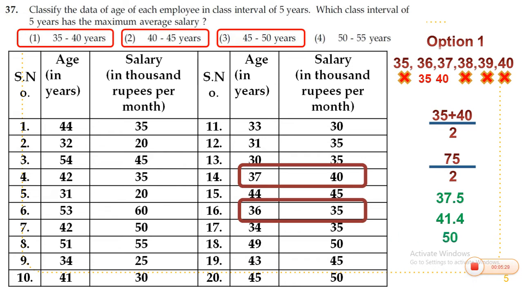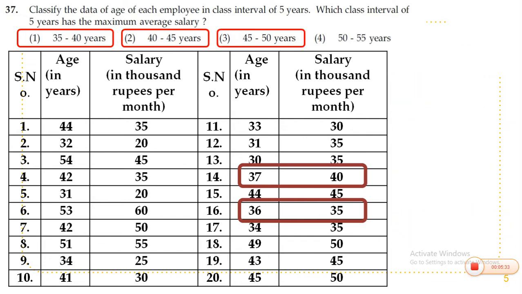Okay, and what about the next option? Option 4, I will explain it again with option 4. So option 1 is 37.5, option 2 is 41, option 3 is 50. Now we are cross checking what is there in option 4, and this is the age limit, right? So 50 to 55 is given. There is nobody with the age 50 in this group, but with the age 51 we can find one person, and that is serial number 8 with 55,000.